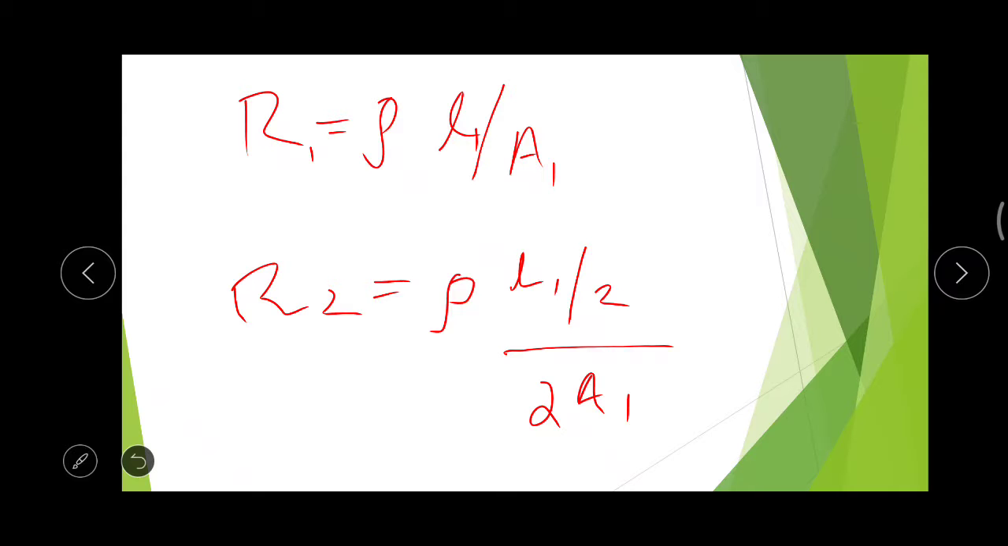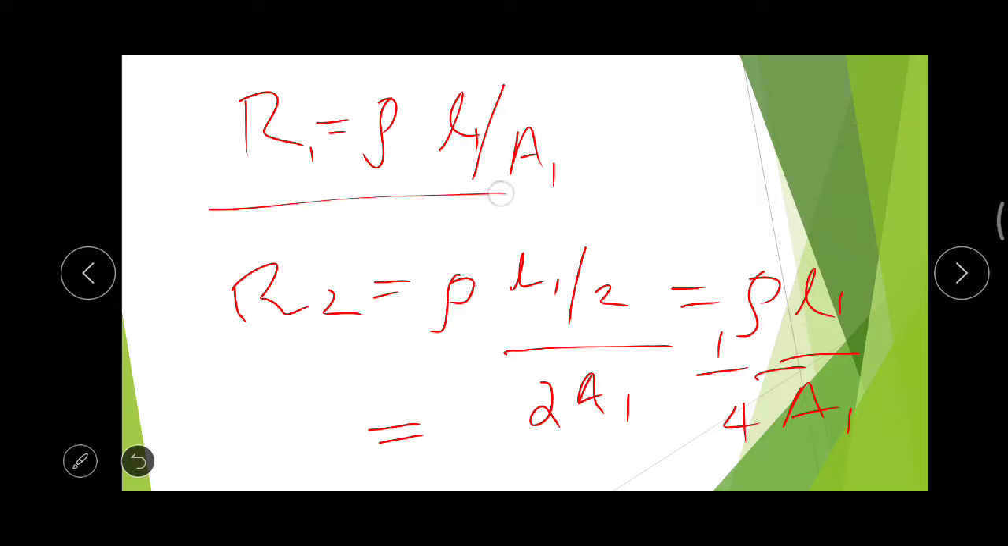Now we have to do the calculation, and we have to reduce the steps. So R2 will be equal to rho into L1 divided by A1 or 4 times, that is 2 by 2, 4A1. That is 1 by 4 rho into L1 by A1. You can see rho into L1 by A1 is equal to R1.